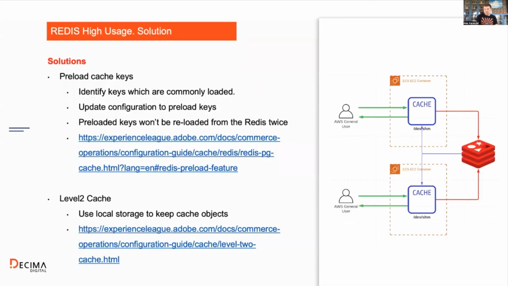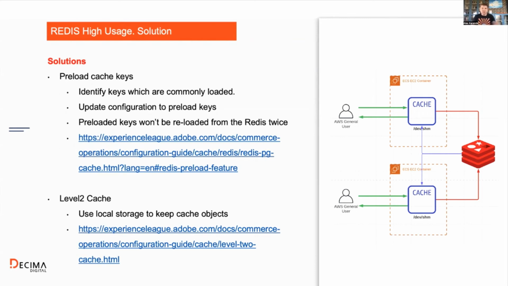So what is the solution? Magento offers 2 possible out-of-the-box solutions to improve Redis cache usage. The first one is preloading cache keys. This feature allows preloading cache keys which are loaded multiple times on all pages, based on the given configuration. So what needs to be done? First, you need to identify keys which are commonly loaded. This is a fully manual operation, no automation tools here.